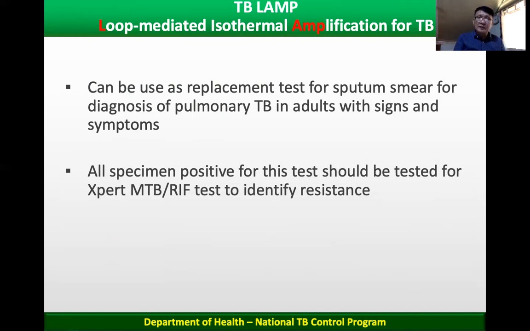While LAMP can be a good method for identifying a larger number of specimens positive for MTB, it cannot detect resistance. So when you have a positive LAMP, you still have to subject the specimen to GeneXpert in order to identify resistance. Okay?